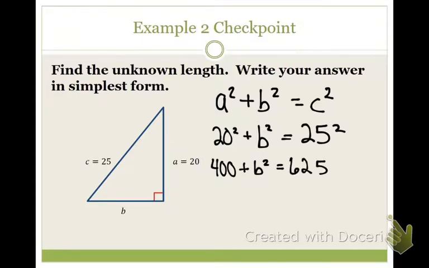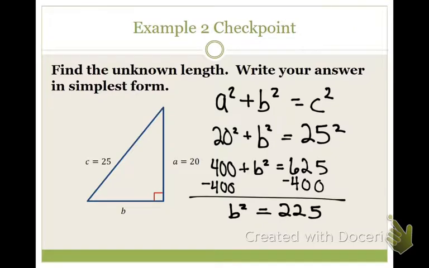Now what do I do? Take the square root now? No, what do I subtract? 400 from both sides. Now B squared equals 225. We have this one memorized. We don't need calculators for this. What's the square root of 225? 15. Okay, that's part of our perfect squares that we've been memorizing.